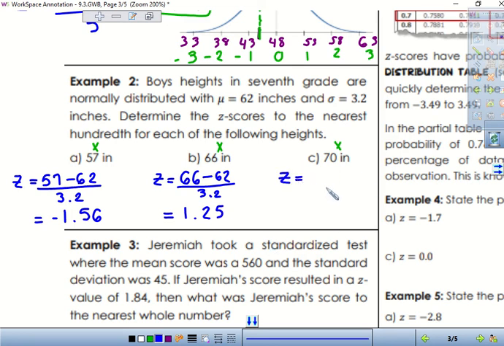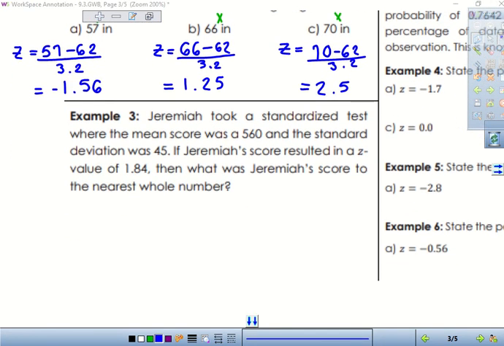And then lastly, it's going to be 70 minus 62 divided by 3.2, which comes out to be 2.5. So that's just calculating the z-scores using the formula, converting. This is a conversion. That's what this formula does. All right, is everybody good with the conversion so far? All right, let's move on to the next one.